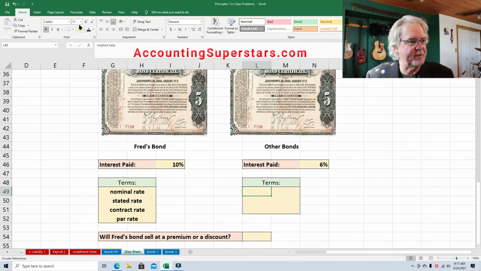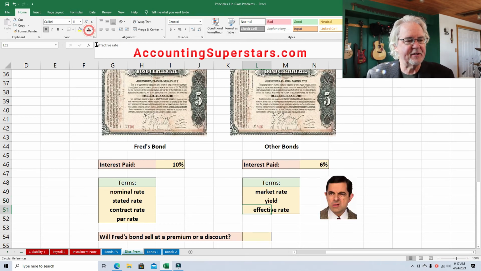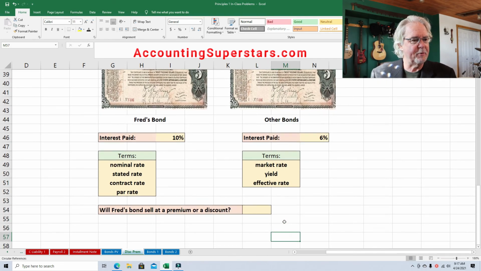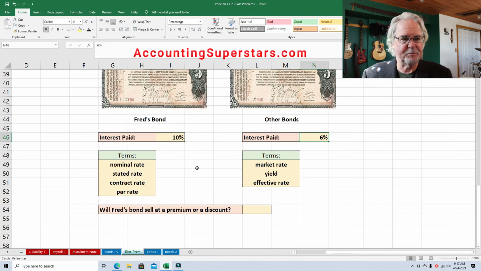And so what do we call the 6%? The market rate. Or the yield, the bond yield. That's very common. And the effective rate. So all 3 of these terms are very, very common. Now, the big question is, will Fred's bond sell at a premium or a discount? Well, my goodness, folks, Fred's bond is paying 10%, which is really nice. Other bonds in the market are paying 6%, which isn't bad, but which bond would you want?